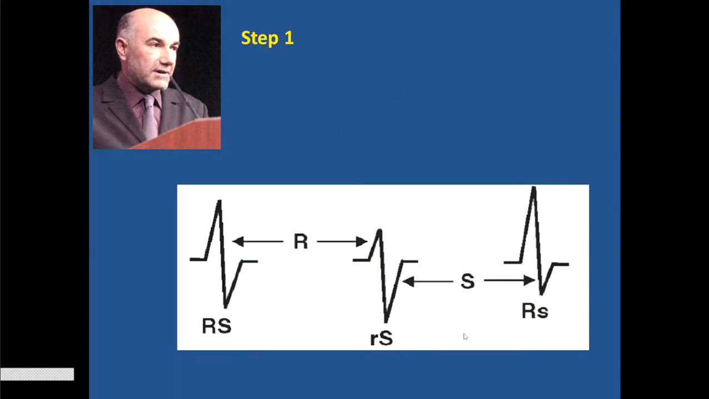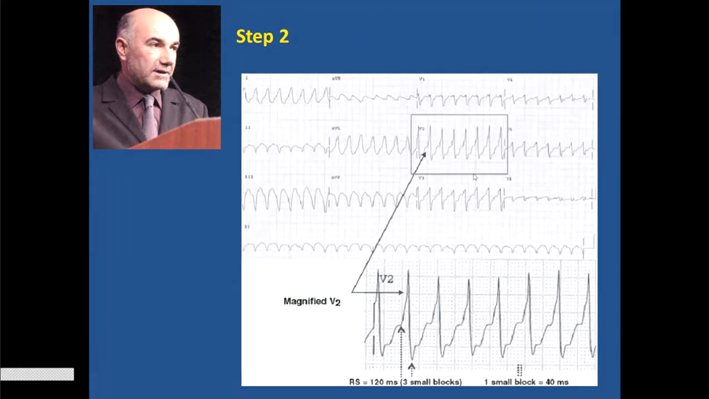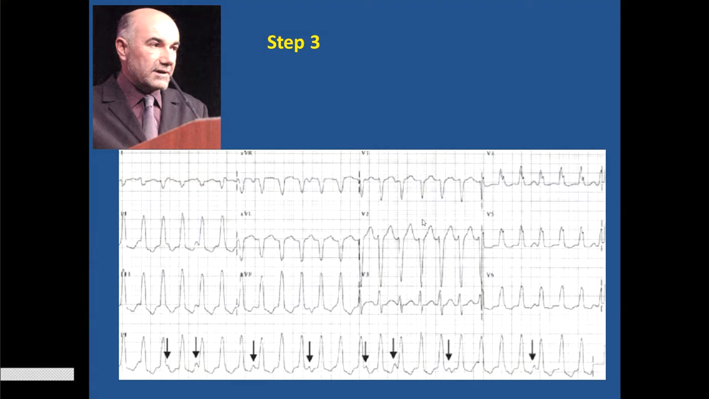Is it RS, whether it is RS or a small r with a big S, or a big R with a small s. Then you go to the next step, and when you magnify and measure from the beginning to the nadir of S, if it is more than, here it is, 120 milliseconds, then this points towards slow conduction in the myocardium. That means it has to be a VT.